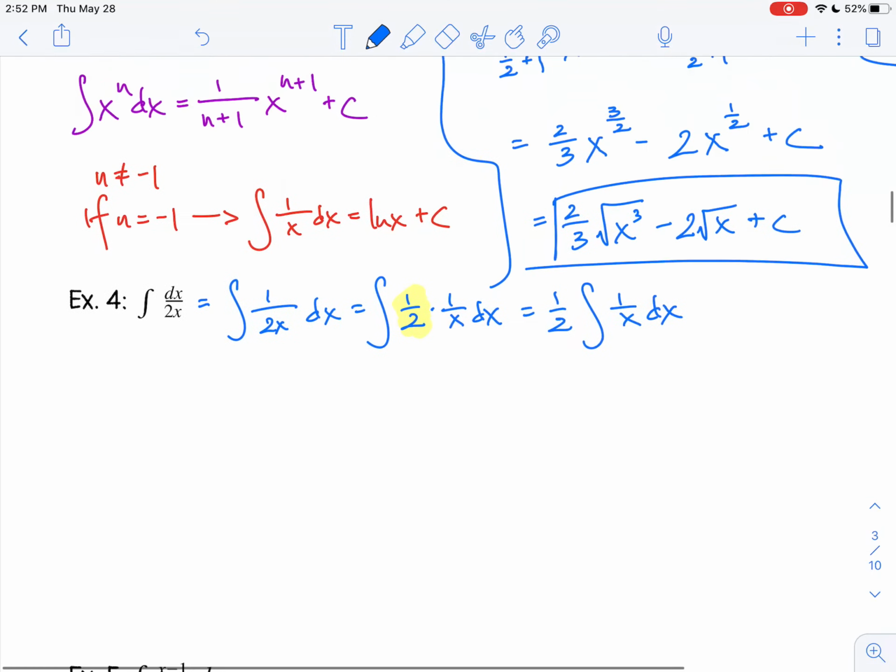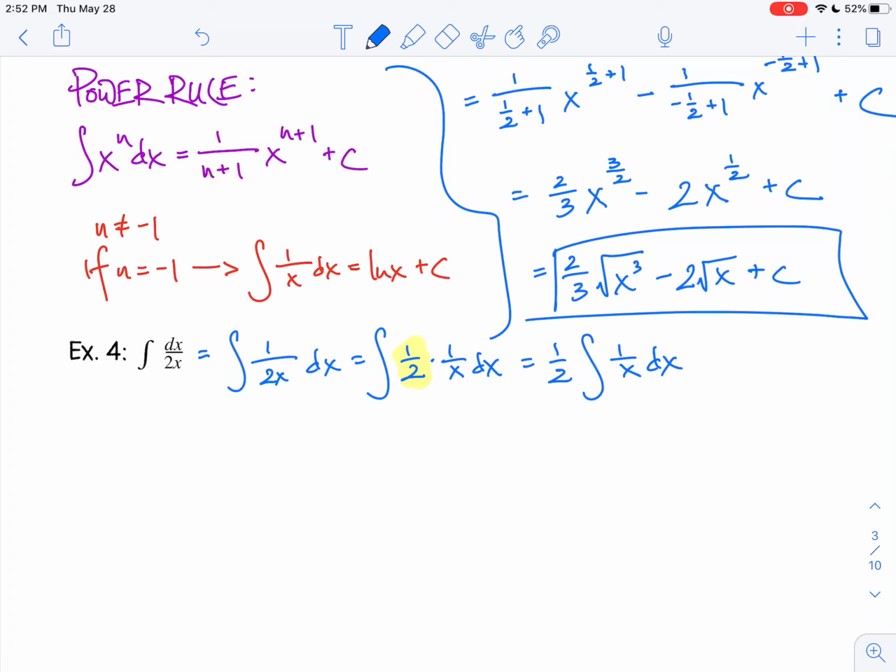Now, we just talked about the power rule, and the exception to the power rule, that if n equals -1, we're actually going to have a natural log instead, okay? So let's see what happens if we forgot that rule. What if we forgot it and we just tried to use the power rule? Well, then we'd probably do this: 1/2 the integral of x to the negative 1 dx. And then we would use our power rule, and we get 1/2 times 1 over negative 1 plus 1, x to the negative 1 plus 1, plus c.